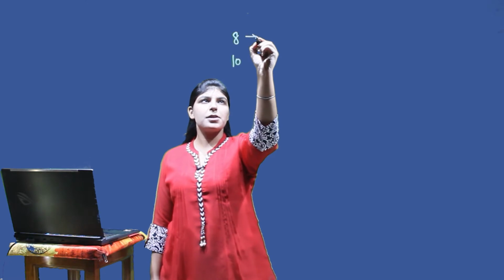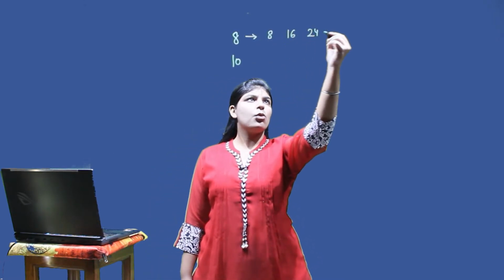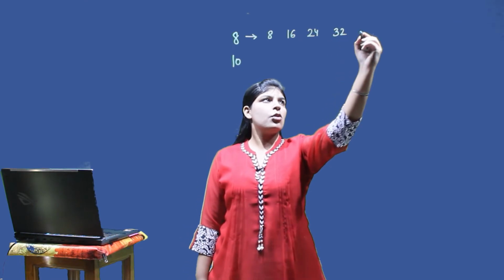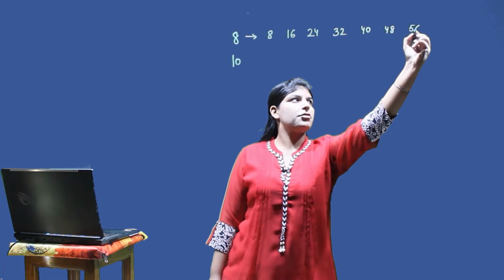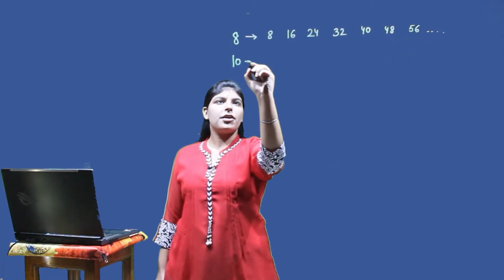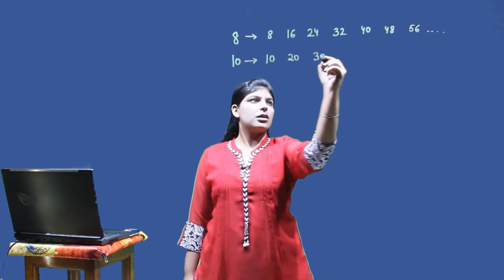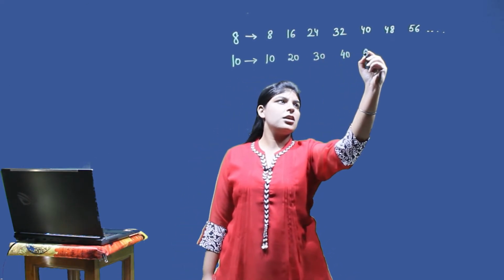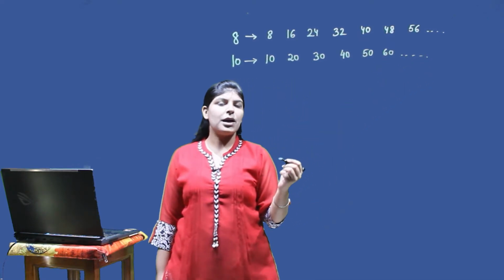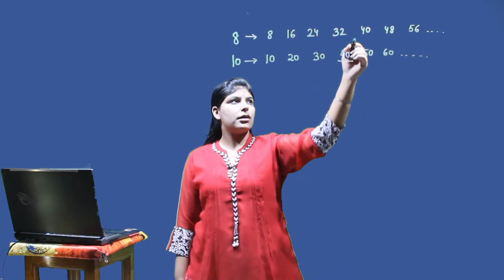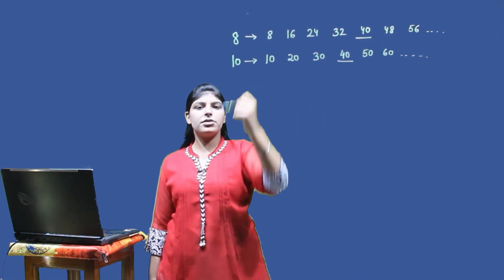If I write the multiples of 8, I'll have 8, 16, 24, 32, 40, 48, 56 and so on. If I write multiples of 10, I'll get 10, 20, 30, 40, 50, 60 and so on. So the minimum multiple which is divisible by both of these numbers is 40. So now 40 is the LCM of these two numbers.